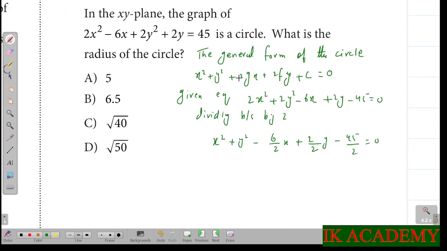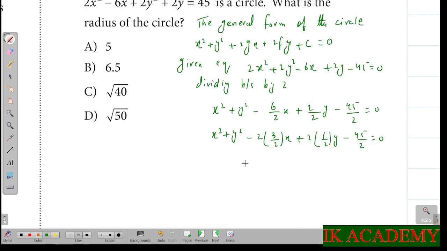So now I will take out the 2 and make the value of g, and I will take out the 2 and make the value of f. So x square plus y square, 2 3s are 6 will be equal to 2 into 3s are 6 divided by 2 into x plus 2 into 1 by 2 and y minus 45 by 2 equal to 0.